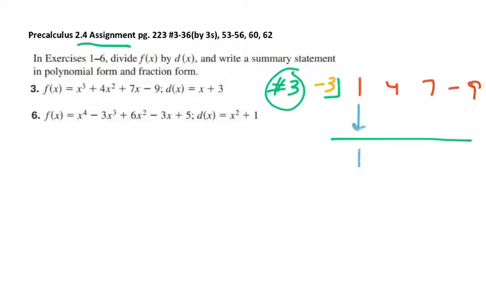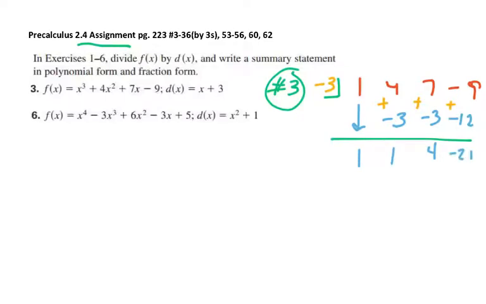So we bring down our 1, and then 1 times negative 3 is negative 3. And then we're always adding these pieces in here, so we're going to end up with a 1 again. And then 1 times negative 3 makes negative 3 again. And so 7 minus 3 makes 4. 4 times negative 3 makes negative 12. And then negative 9 plus negative 12 makes negative 21.